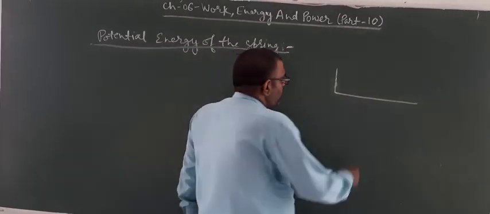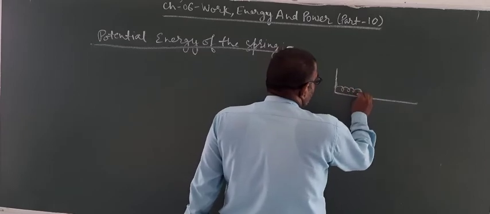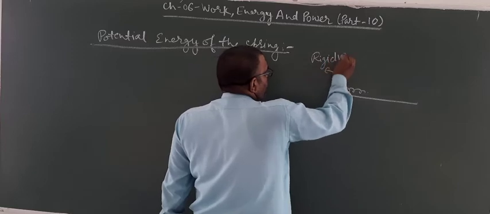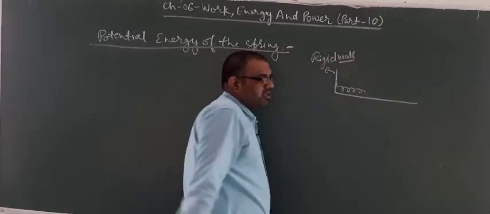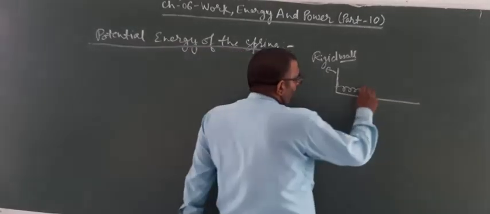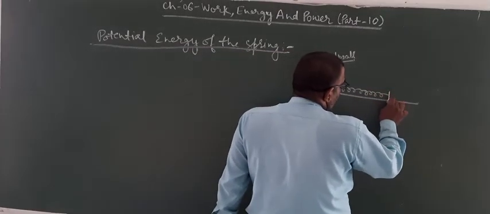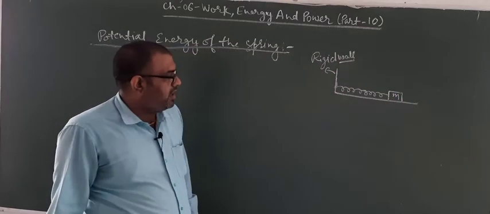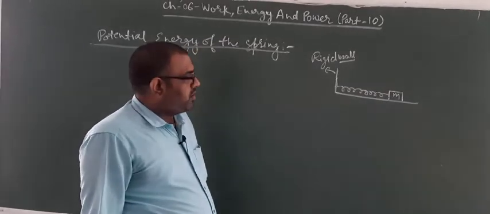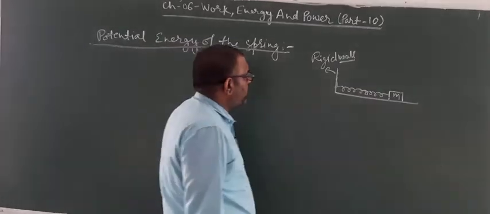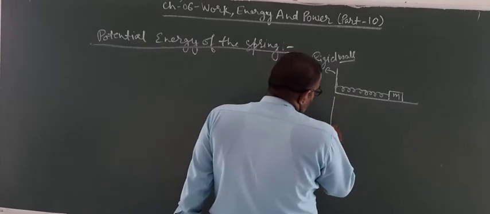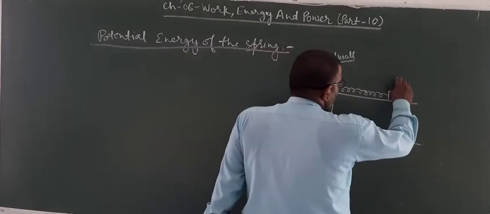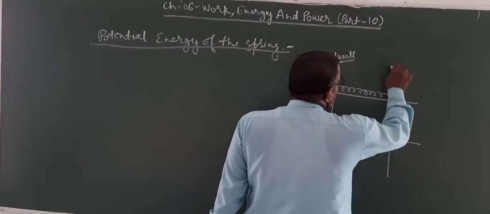One end of the spring is tied with a rigid wall. This is a rigid wall. The one end of the spring is tied with the rigid wall, and the other end of the spring is tied with mass m. And this is the equilibrium position of the spring, that is x is equal to 0.